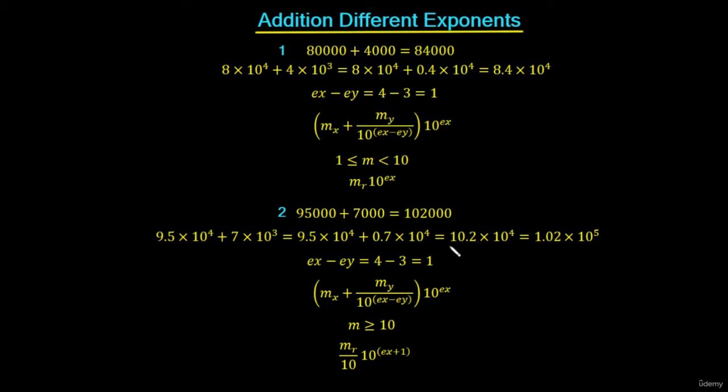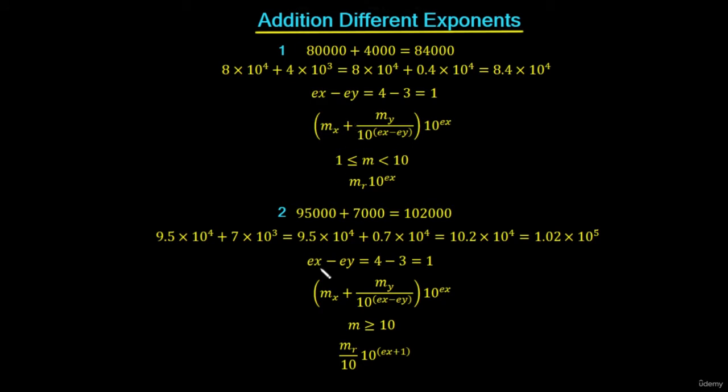But you can see here now that this is not normalised, because this number here has to be a number between 1 and 10, but the number here is actually greater than 10. So whenever we do the normalisation, we're going to have to make this smaller. So that's going to have to be 1.02. If we make that 1.02, we're going to have to make this one larger. So this is going to be 10 to the power of 5. So our final normalised answer is 1.02 times 10 to the 5.